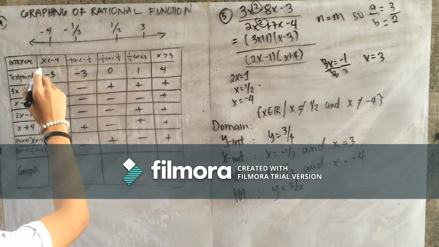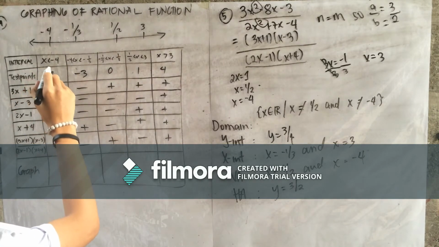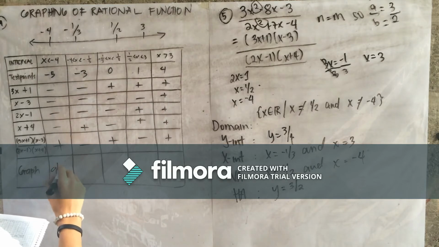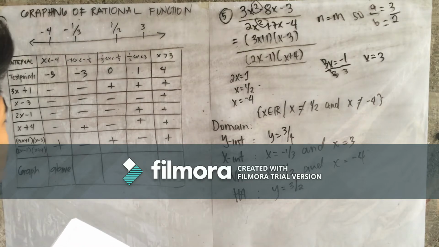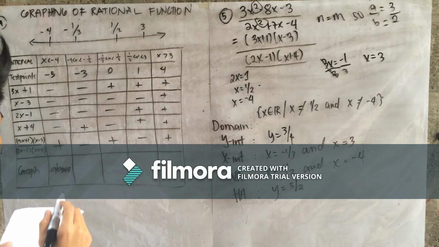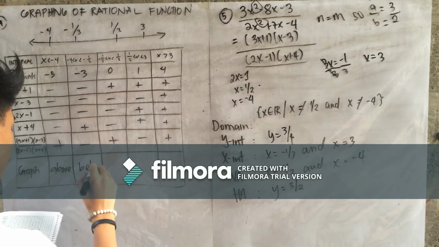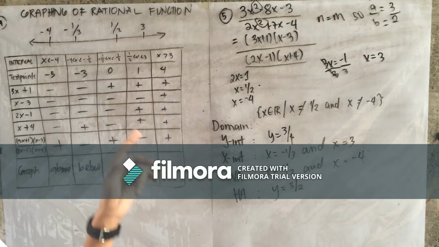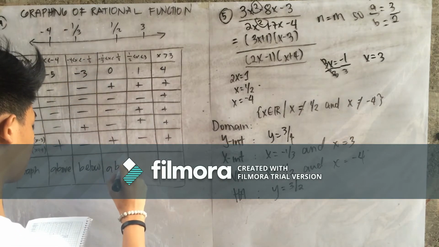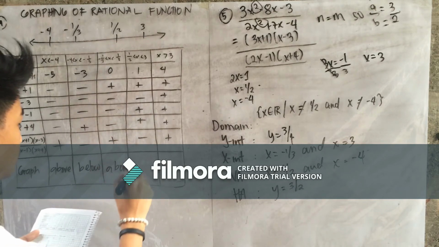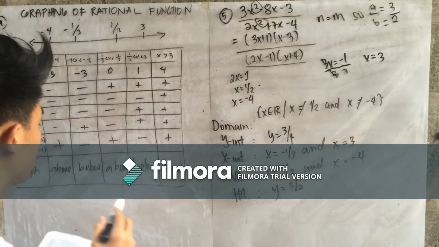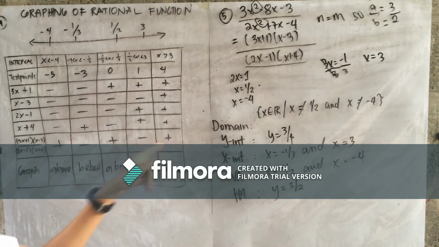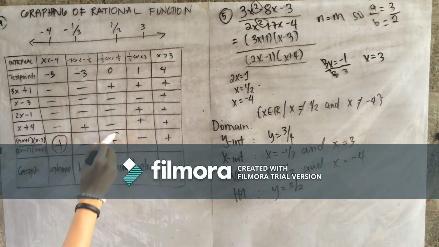So here, for x less than -4, it is above. In x greater than -4 but less than -1/3, below. In -3, it is above because it is positive. Below. When we get a positive result at the end, it means it is above.